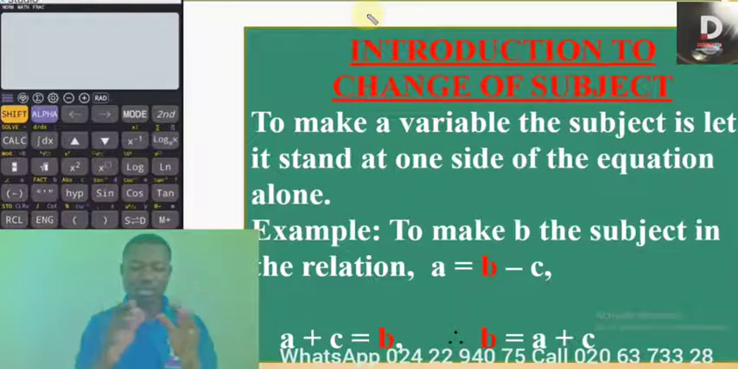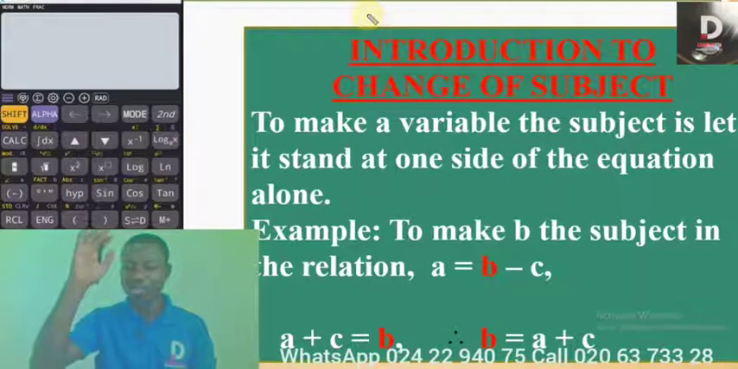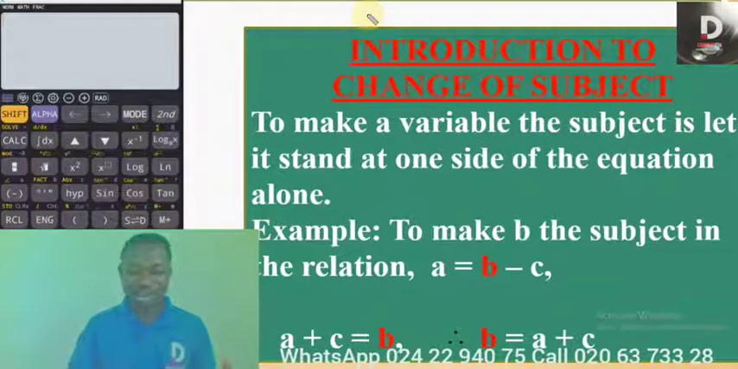Every equation has two sides, the left hand side and the right hand side, bordered by the equal sign. So make sure that the variable mentioned stands alone at one side of the equation. Nothing on top, nothing down, nothing left, nothing right. That is all about change of subject, and very simple. So let's go through the steps.